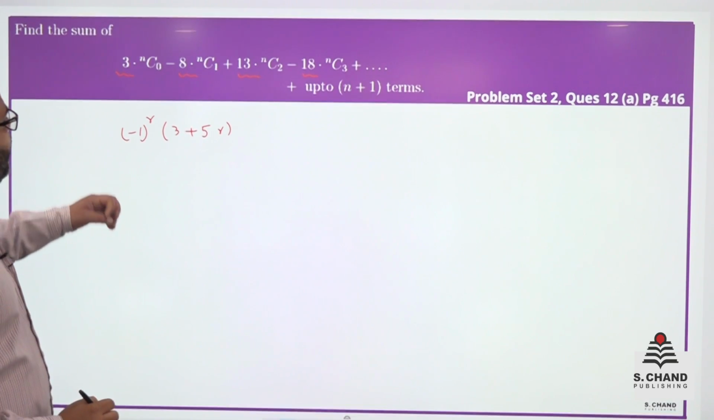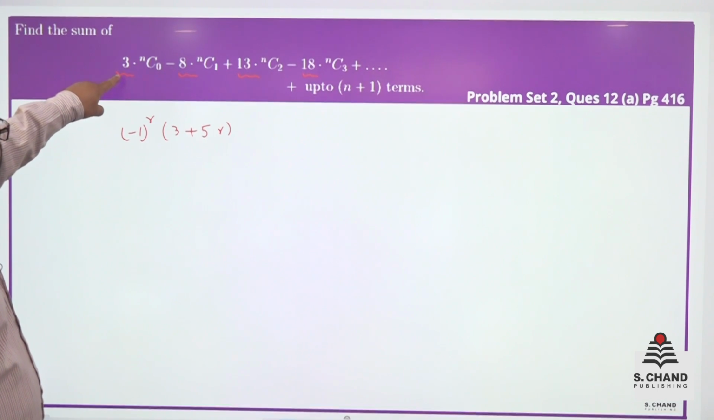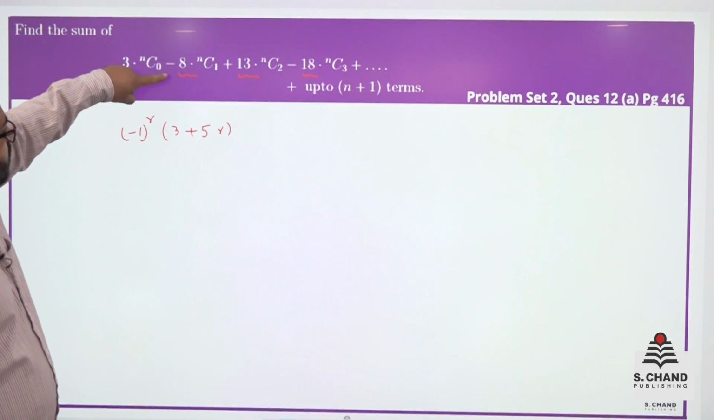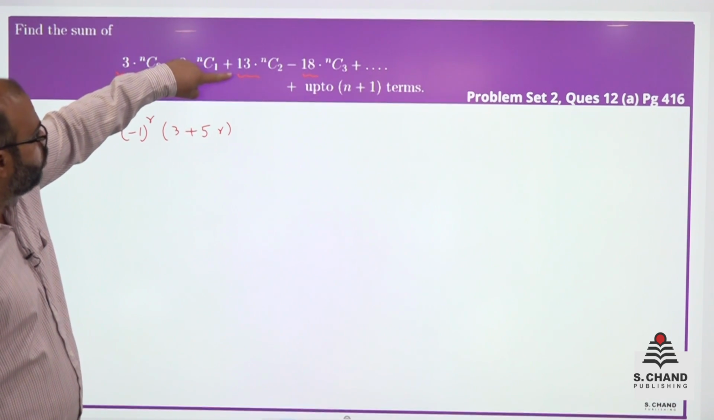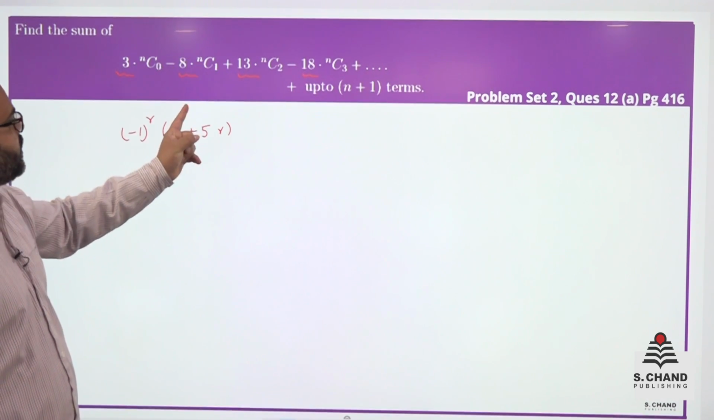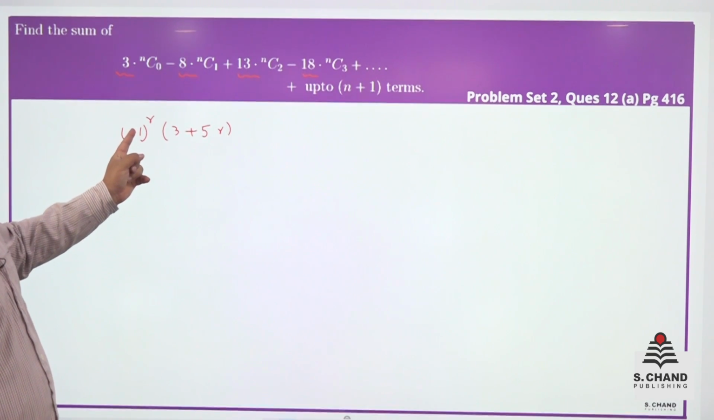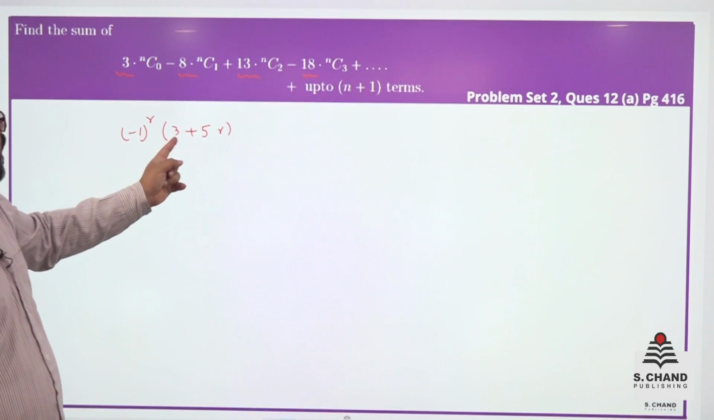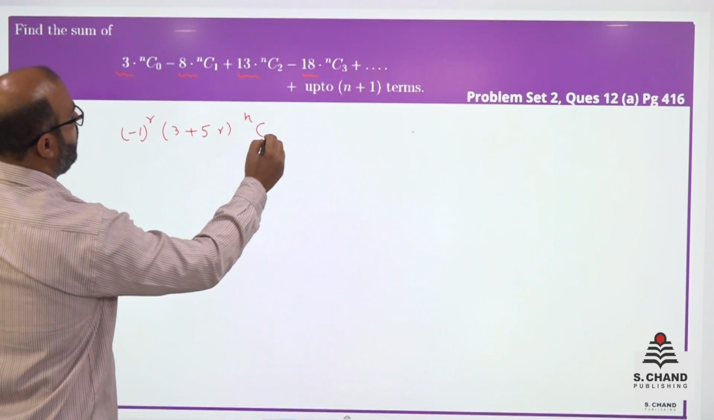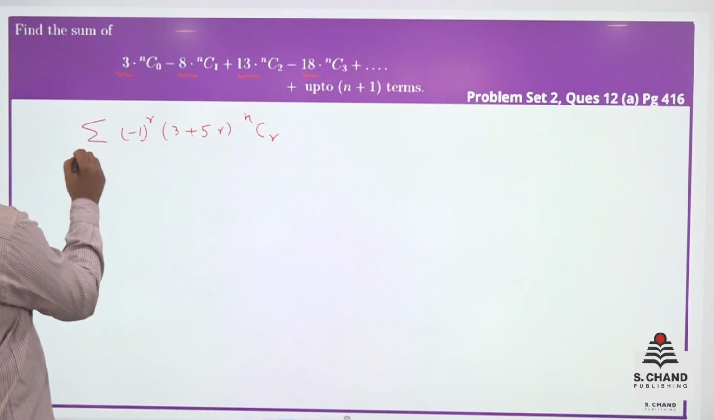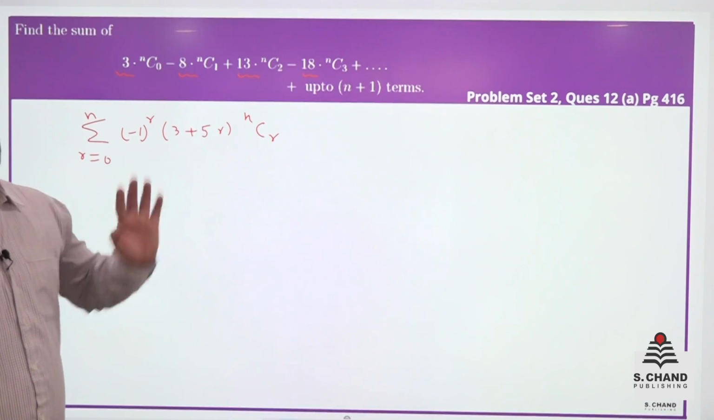So, you can say that this is for r is equal to 0 simply 3. This is for r is equal to 1 minus 8. This is for r is equal to 2, 13 with a plus sign. Then minus for r is equal to 3. This is minus and this is 18. And let us multiply them with NCR. This is sigma of r is equal to 0 to n. This is what they are asking to calculate.